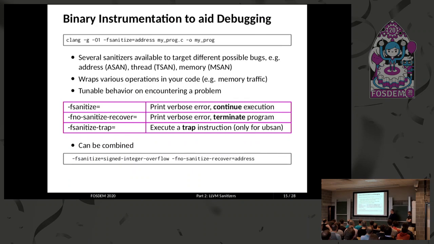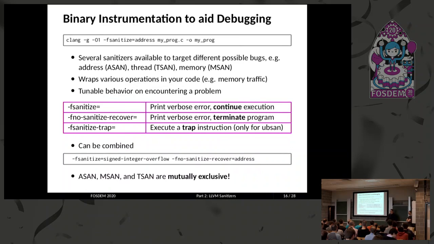These can be combined to some degree. So if you wanted to track whether you'd hit a signed integer overflow, but then definitely stop if you walked off the edge of an array, you can do that. But for the address, memory and thread sanitizers, they all want to control the heap and control all of malloc and stuff. So you cannot use them together.